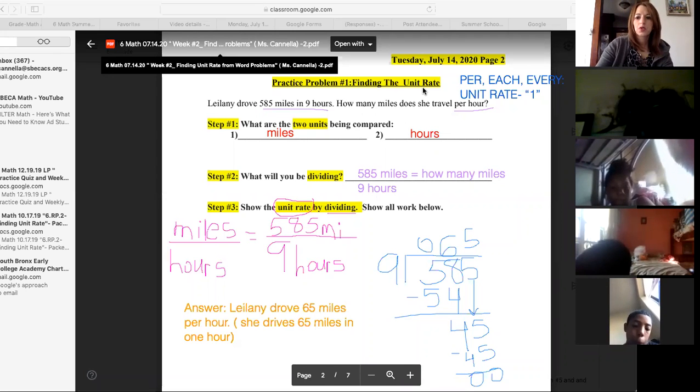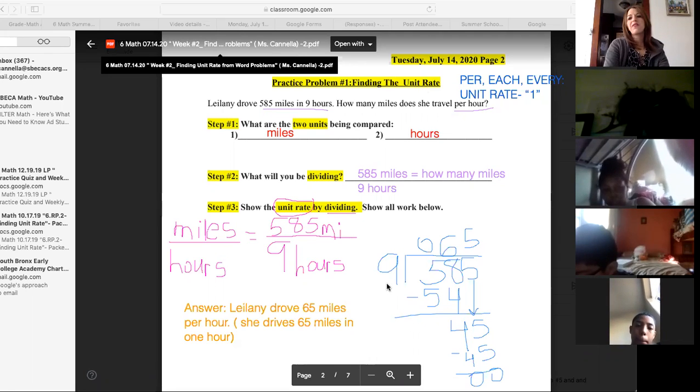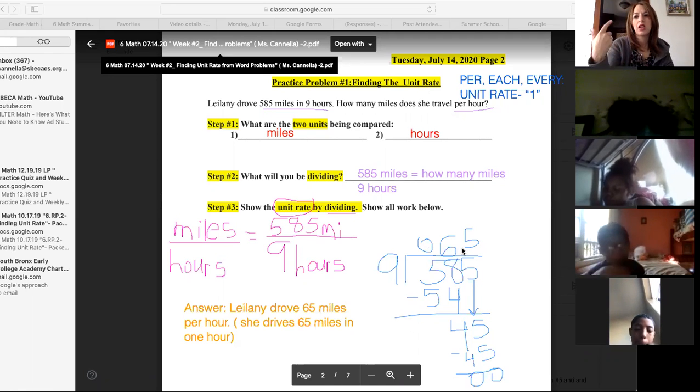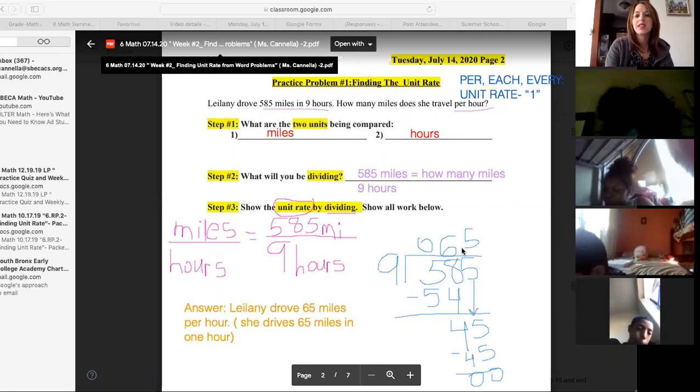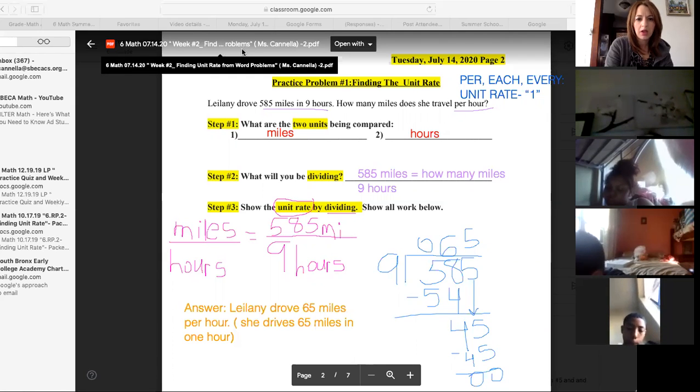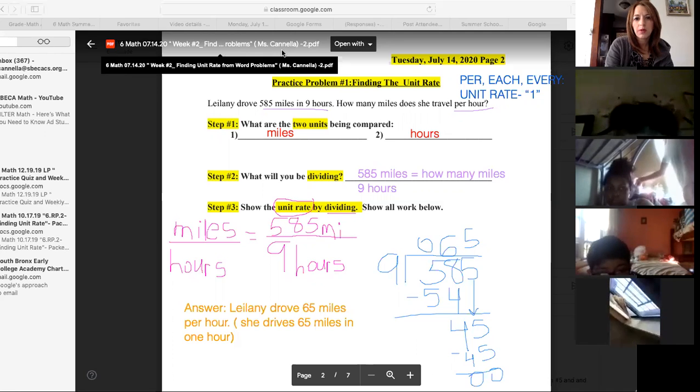All right. So again, this is from the Google Classroom if you don't have the packet. To find the unit rate, you're just dividing the 2 units, which are miles by hours. When you do that, you figure out how many miles Leilani can drive in 1 hour. Each hour, per hour, every hour. I'm going to erase this in 5, because most of you got it. In 4, if you don't have it, you can go back to my recording.